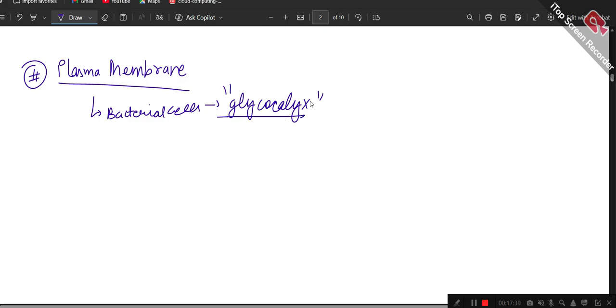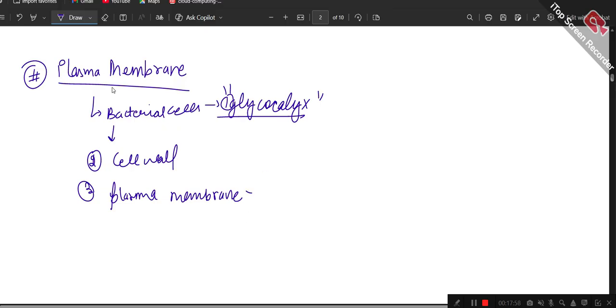There are three layers in a bacterial cell. The first is the glycocalyx, the second is the cell wall, and the third is your plasma membrane. So there are three layers basically.